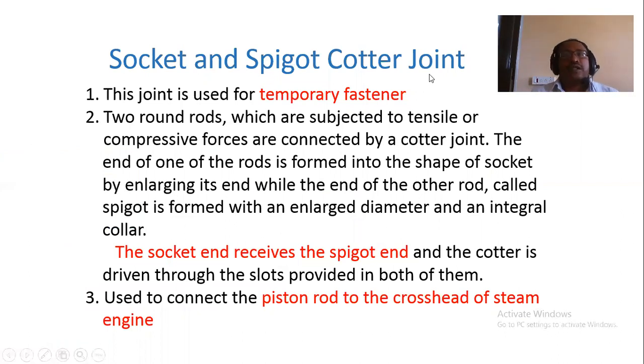Socket and spigot cotter joint is used as a temporary fastener. Two rods which are subjected to tensile or compressive forces are connected by a cotter joint. The ends of the two rods are made in the form of socket and spigot. The socket end receives the spigot end, and the cotter is driven through the slots provided in both of them. This type of joint is used to connect the piston rod to the crosshead of a steam engine.